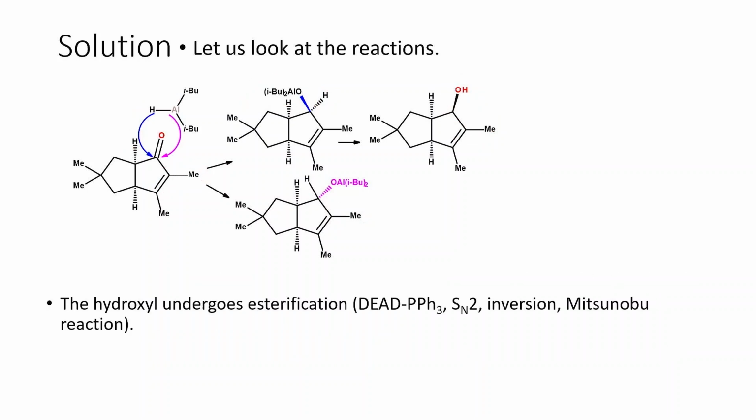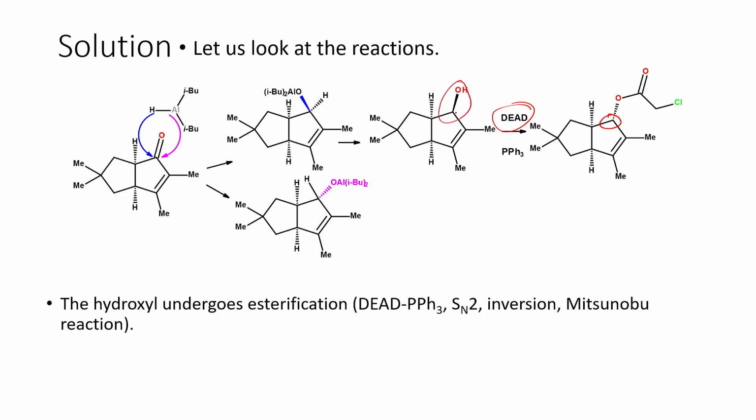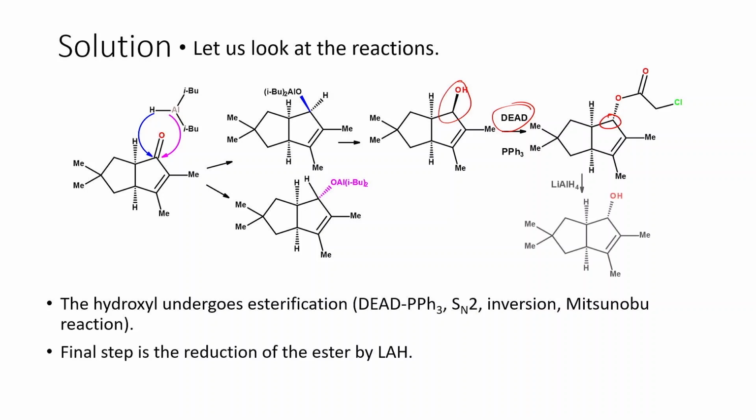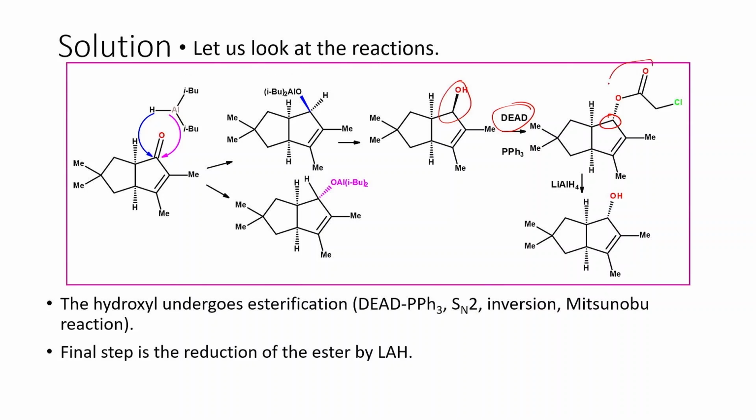And of course, we know what the next step is. In the next step, the treatment with DEAD and chloroacetic acid leads to the inversion of configuration, because this is an SN2 reaction, the Mitsunobu reaction we have discussed. So that leads to inversion of configuration on this particular carbon atom. So you see the above bond is now converted to the below bond. Then finally, what is the last step? The reduction of this particular ester takes place, which gives the hydroxyl in the below configuration. So that way we can easily figure out what our final product is.